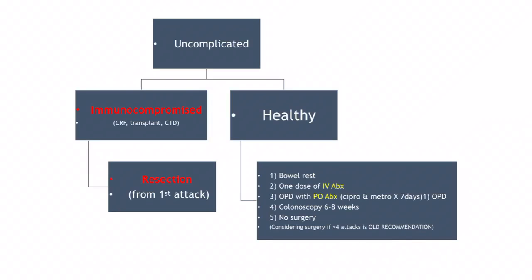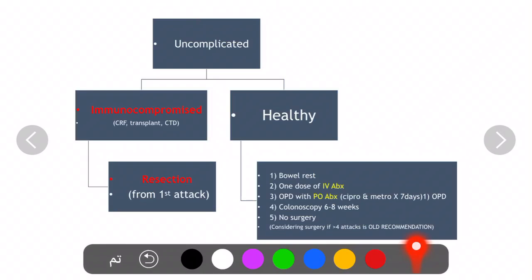Classify them according to what? According to immunocompromised and healthy. Examples of immunocompromised are chronic renal failure, transplant, and connective tissue disease. For those immunocompromised persons, if they have even one single attack, you have to perform resection. Even from the first single attack, you have to perform resection for them.